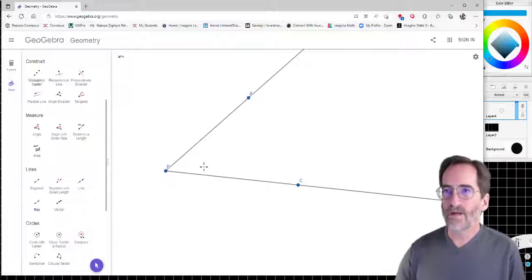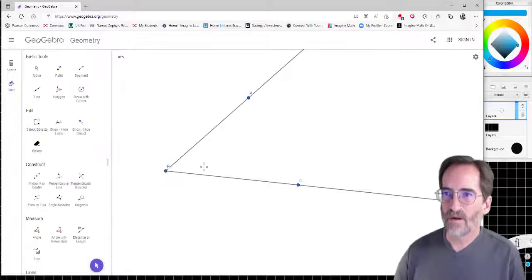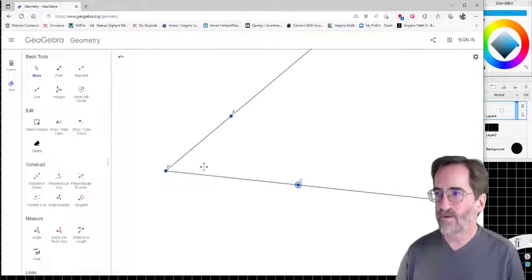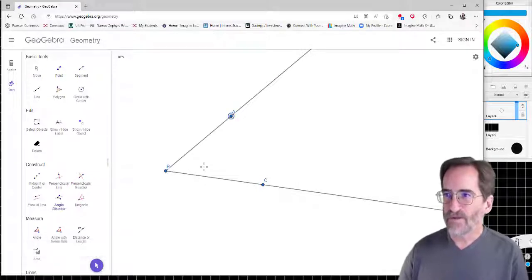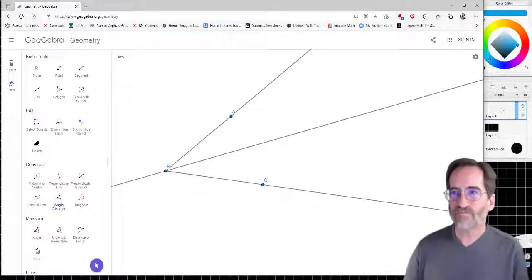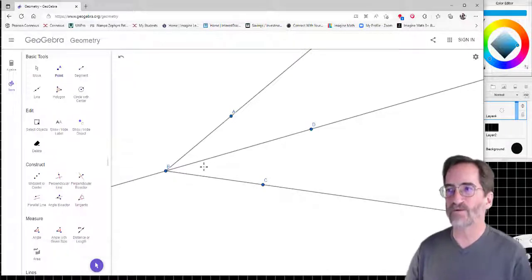Okay, and I can now go back up here and move, and I can change the angle, etc., right? Doing anything I want with it. All right, now I'm going to use the construct tool, angle bisector. So I'm going to click A, B, and C. There's the angle bisector. I'm going to place a point somewhere on the angle bisector, D.